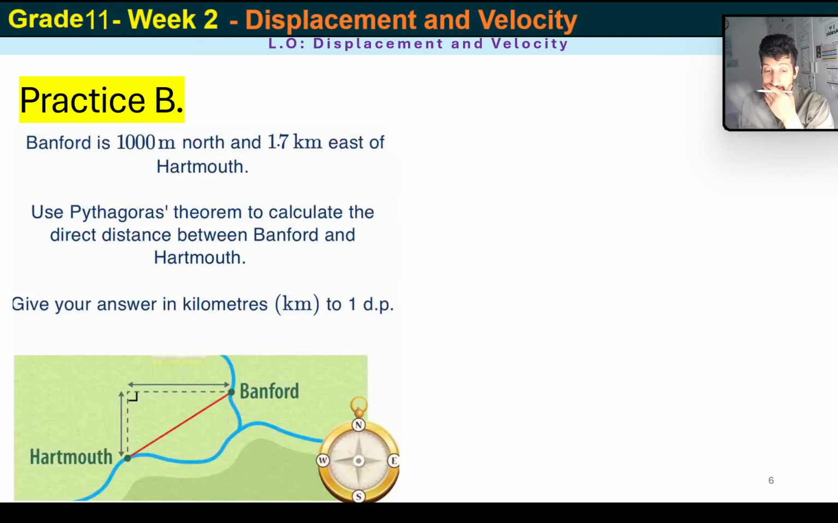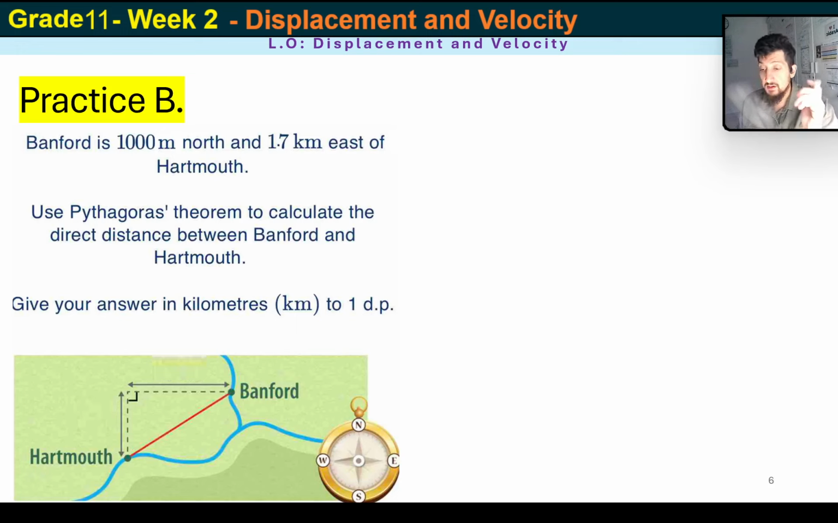Okay, here we have another example, and this one is one where we have to use that theorem that we're so fond of, the Pythagoras theorem. Let's see if we can figure this out. So we've got Banford, which is about 1,000 meters north and 1.7 kilometers east of Hartmouth. So here's Banford and here's Hartmouth.